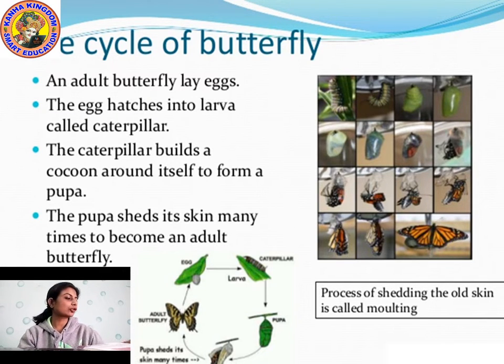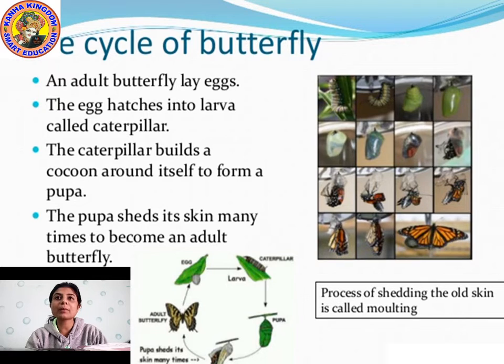You can see in your book, students, on page number 98, there is a diagram of the life cycle of a butterfly. First of all, the adult butterfly lays eggs on the leaves of different plants. Usually they lay eggs on mulberry leaves, so that the caterpillar can eat the leaves for its nutrition. Once the egg hatches, the larva comes out.